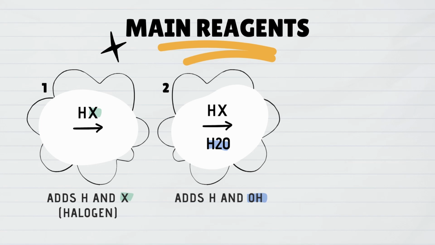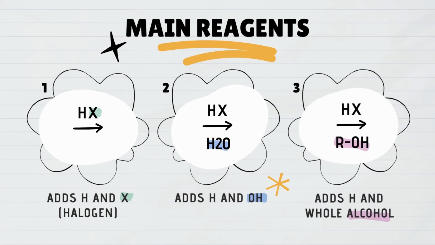Option 2 is where the solvent is water. In this case, the halogen will be cheated of its spot. So instead of there being a halogen on your final product, OH is going to take its spot instead. And a little tip for you, anytime you see water in these addition reactions, that's a good sign that your end product is going to have an OH on it.